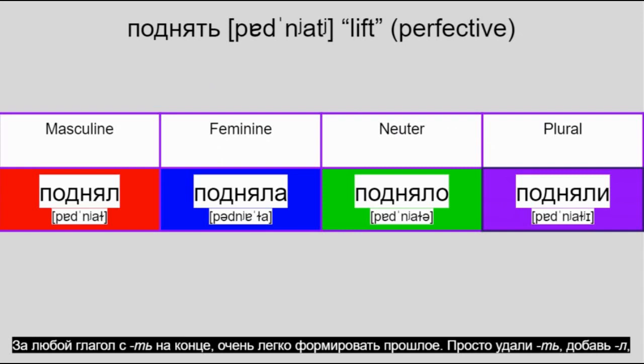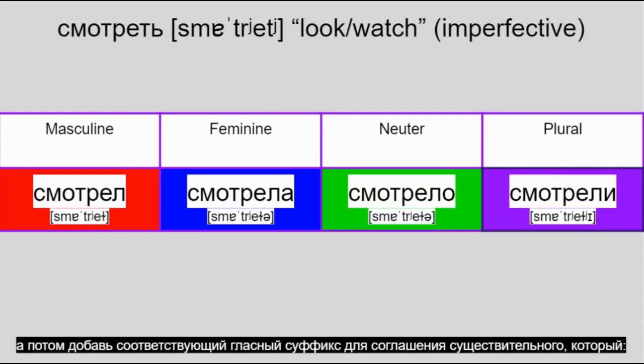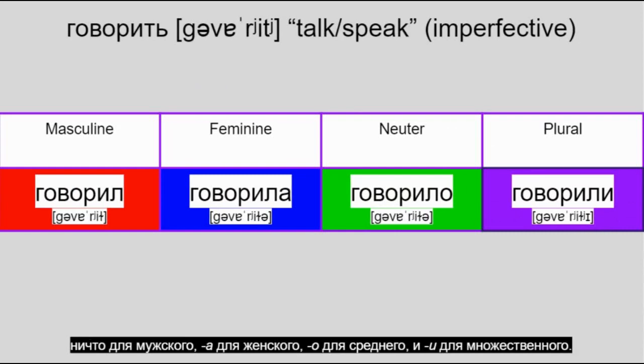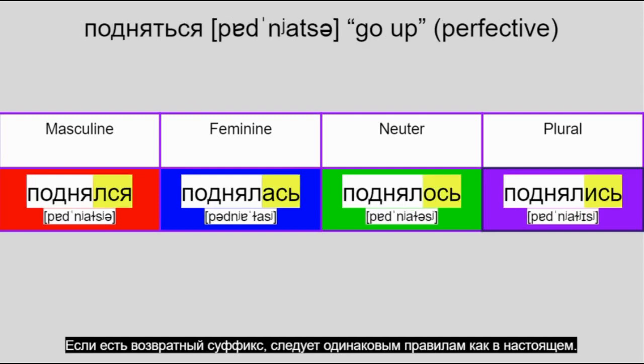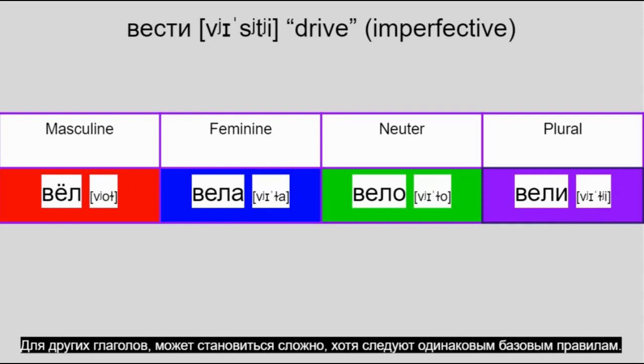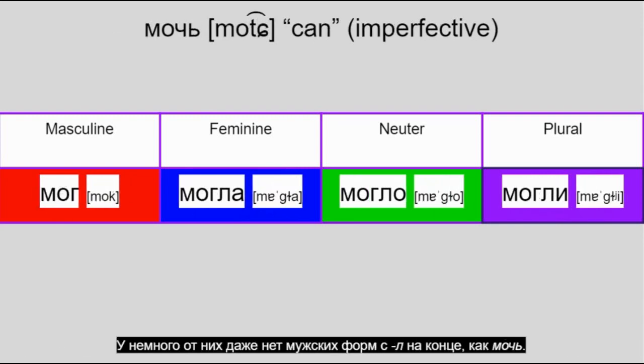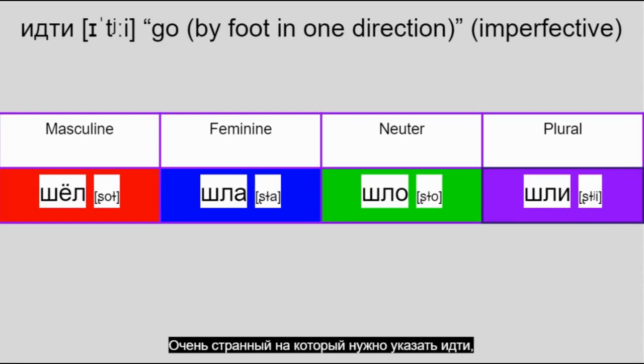For any verb ending with t, forming the past is very easy. Simply remove the t, add l, and then add the appropriate vowel suffix for the noun agreement, which is nothing for masculine, a for feminine, o for neuter, and i for plural. If there's a reflexive suffix, it follows the same rules as in the present. For the other verbs, it can get tricky, although the same basic rules are followed. Some of them don't even have their masculine forms ending with l, like мочь. A super weird one that must be pointed out is идти, as its past tense form is suppletive, and it's super common.